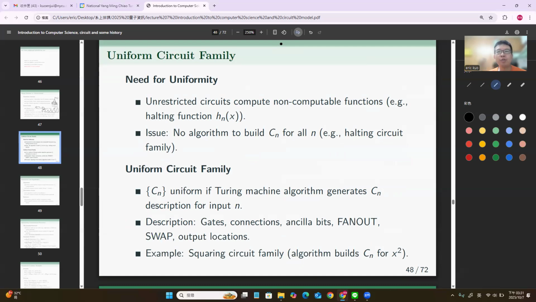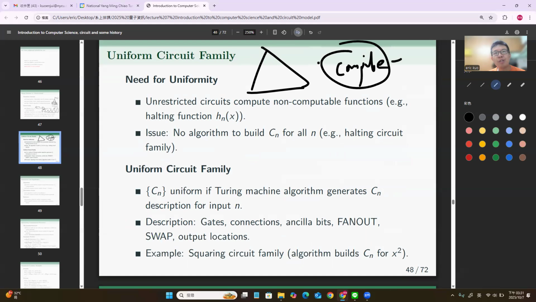But we need the idea called uniformity. What this is saying is that this circuit is computable by some Turing machine. Basically you need another computer program which will output each gate of this circuit, and it's uniform in terms of n. So you want to make sure that for each n there's an algorithm which can produce this circuit, and then you can put your input into this circuit, and this circuit will output the answer. So you want to have such a computer program which generates a circuit.